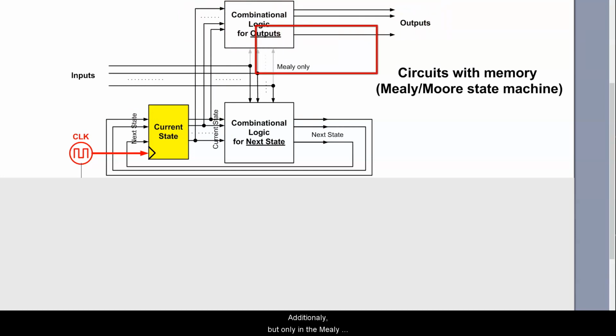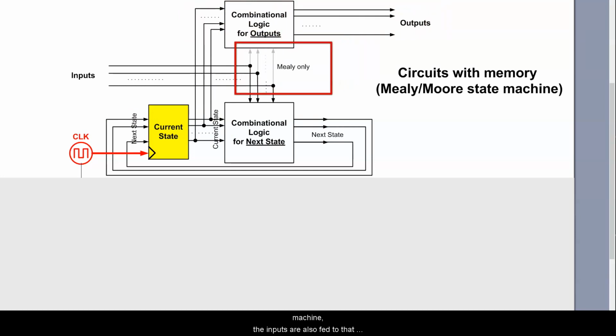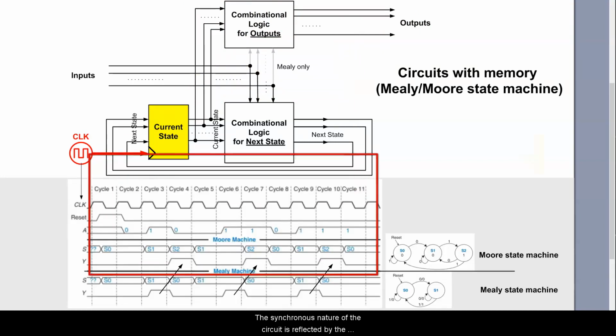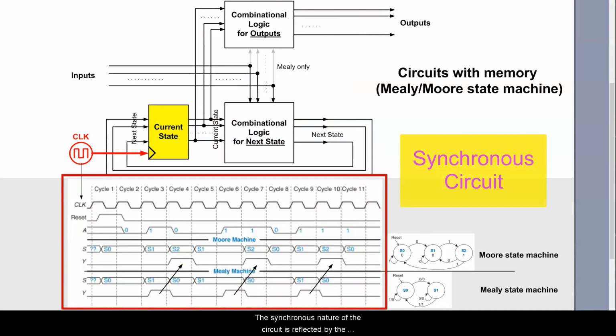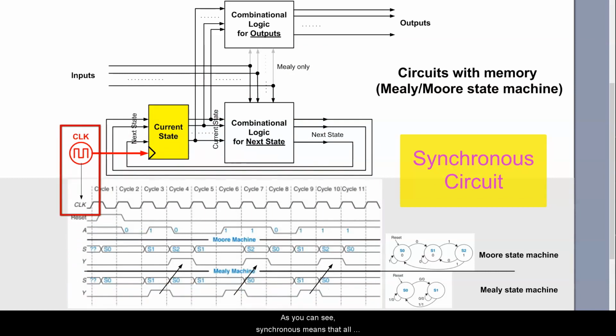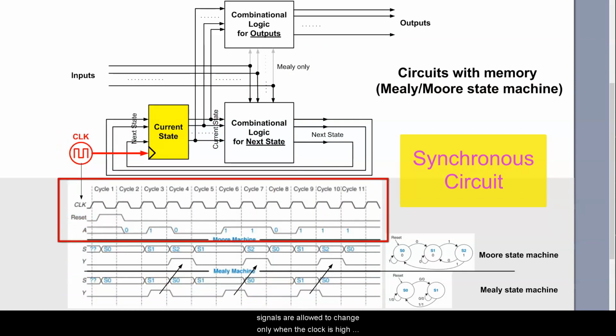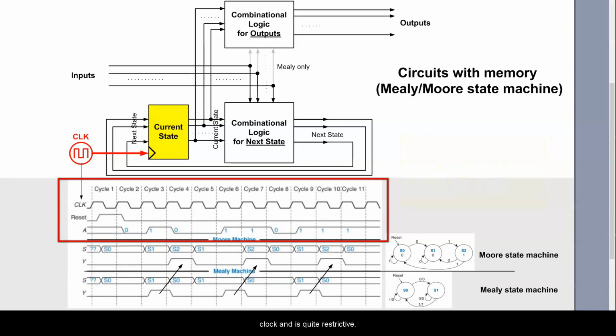Additionally, but only in the Mealy machine, the inputs are also fed to that logic block for outputs. The synchronous nature of the circuit is reflected by the following timing diagram, which shows the operation of the edge detection circuit discussed before. As you can see, synchronous means that all signals are allowed to change only when the clock is high and must remain stable when the clock is low. Of course, this ties everything to the clock and is quite restrictive.